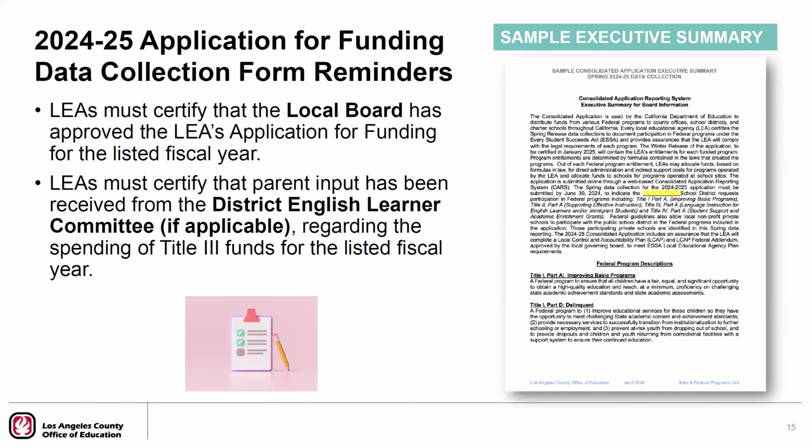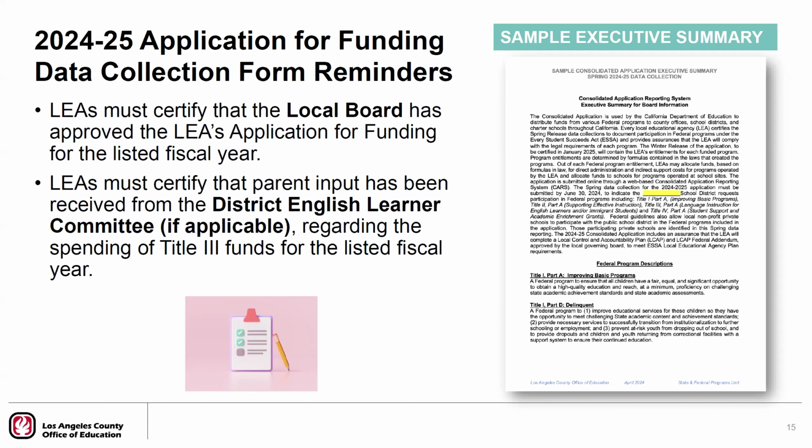So here we just wanted to share a few reminders regarding the 2024-25 Application for Funding Data Collection Form. And so this is the form where LEAs will need to indicate the federal programs that they are requesting to participate in for 2024-25. And keep in mind that only those federal programs that the LEA is eligible to receive funding for will be displayed on the form. Also, remember that the application for funding requires board approval. So the form will ask that the LEA certify that the local governing board has approved the LEA's application for funding for that specific fiscal year.